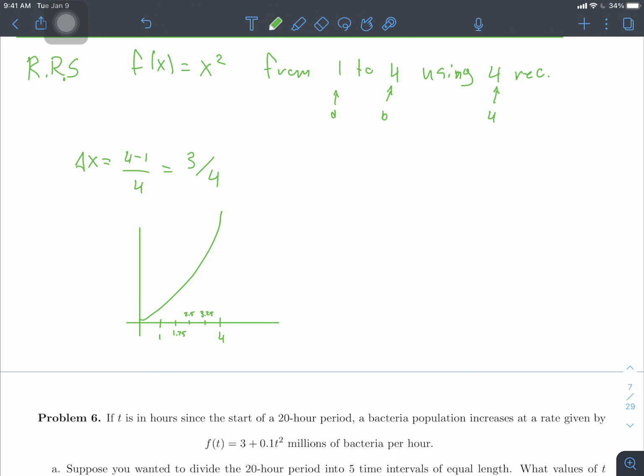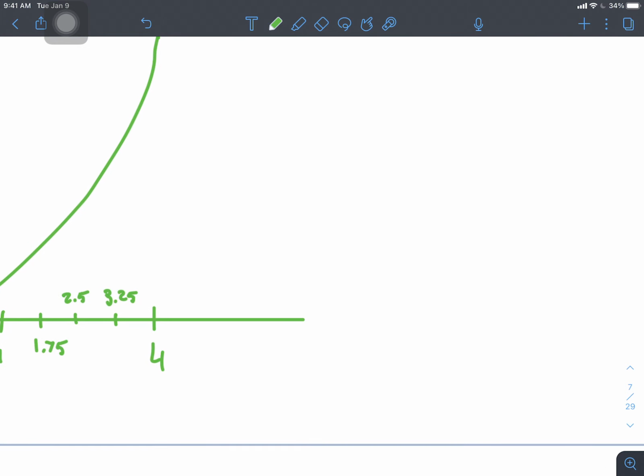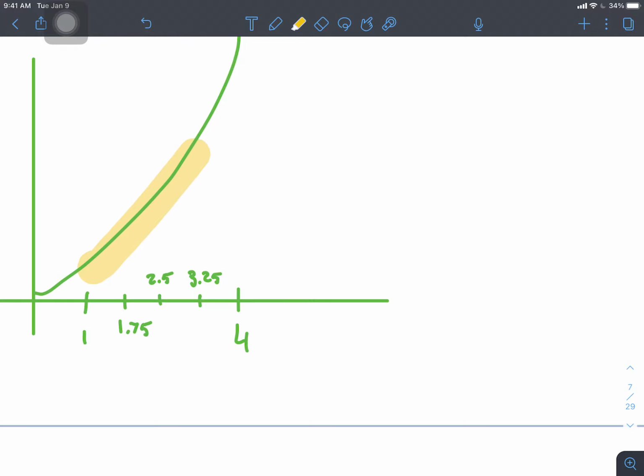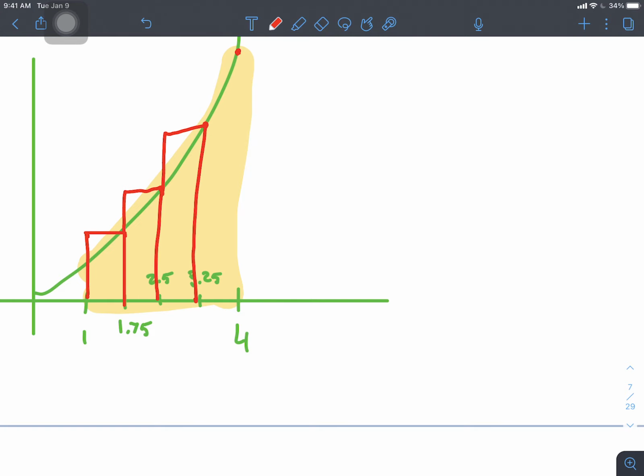So the way I'm going to choose, doing the right Riemann sum, I'm going to choose the height of each rectangle to be the height of the function on the right side of each subinterval. So I want this area, so I'm going to choose my heights as follows. This time I choose the right side of the first interval, and I extend that rectangle over to the left. And then again, on the right side, extend it to the left. And then again, on the right side, extend it to the left. And then finally, on the right side, extend it to the left.